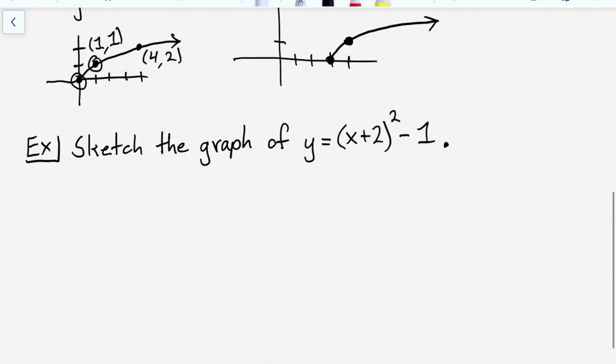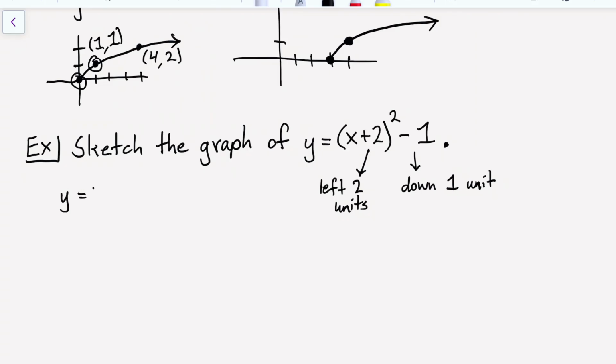Finally, let's put both types of transformations together in one example. So we want to sketch the graph of y equals (x plus 2) squared minus 1. This minus 1 at the end will move all of our y values down 1 unit. And this plus 2 inside parentheses, inside the squaring action, is going to take all of our x values and move them to the left 2 units.